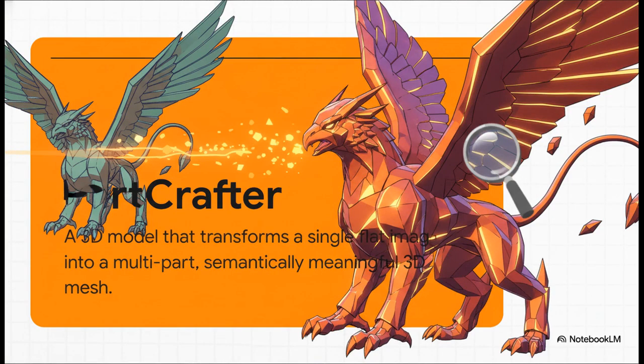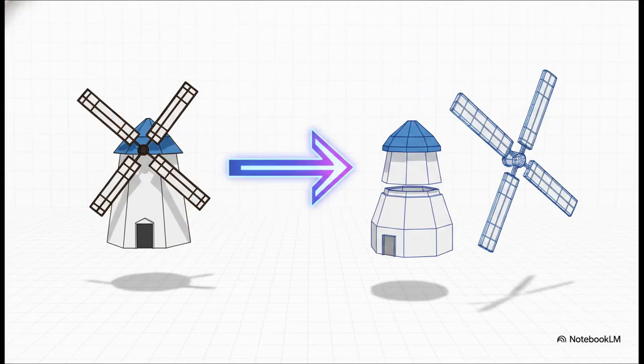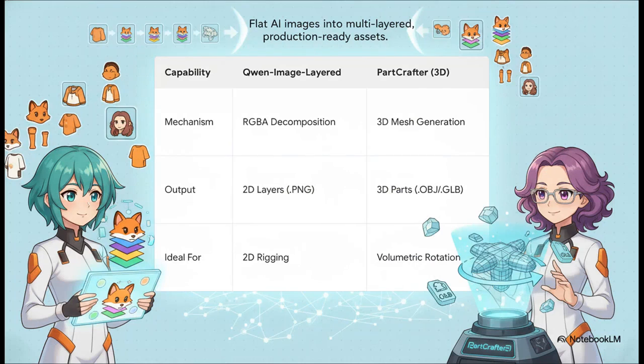And that brings us to solution number 2, PartCrafter. Now, this is a totally different way of thinking. Instead of giving you flat 2D layers, it looks at your 2D image and generates real, honest-to-goodness 3D parts from it. So what does that actually mean? Well, you give it that 2D picture of a windmill, and what you get back isn't a bunch of flat PNGs. No way. You get a 3D model file of the tower and a completely separate 3D model file of the blades. We're talking real geometry here, stuff you can drop right into Blender or another 3D program and get that perfect smooth rotation.